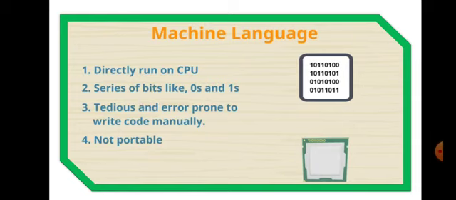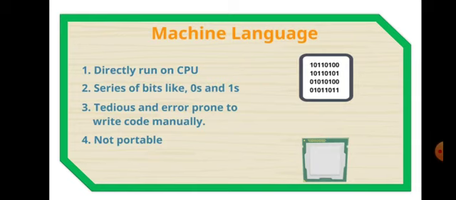Number 3, tedious. Tedious means very complicated and error prone. A lot of errors will be generated when writing code manually. And 4, not portable. That is, the machine language written for one particular computer cannot be transferred to another computer. It is specifically meant for that particular computer alone. So hope you understood what is machine language.